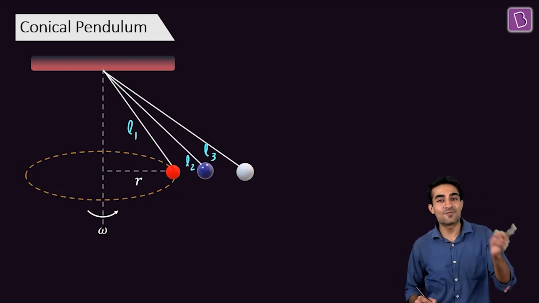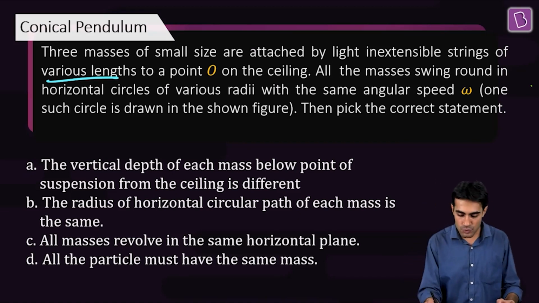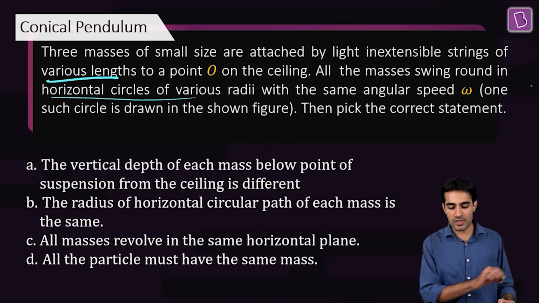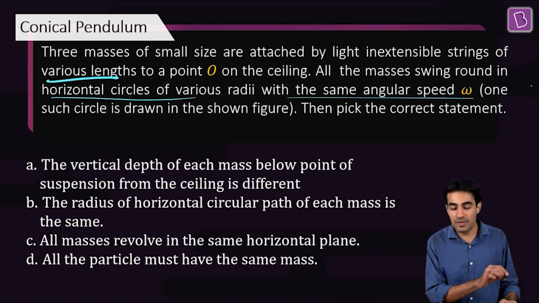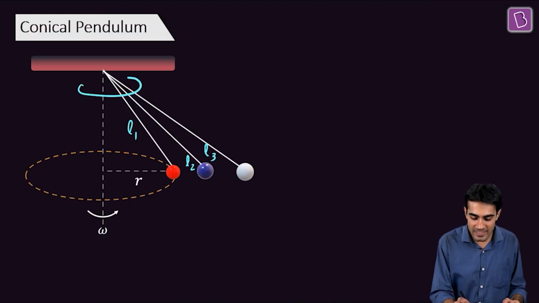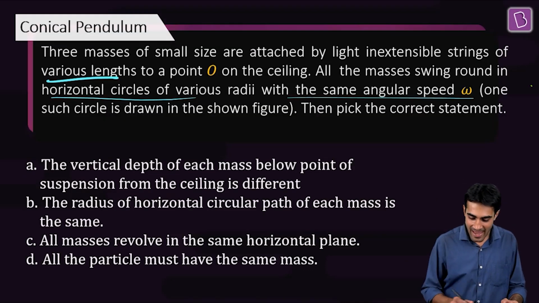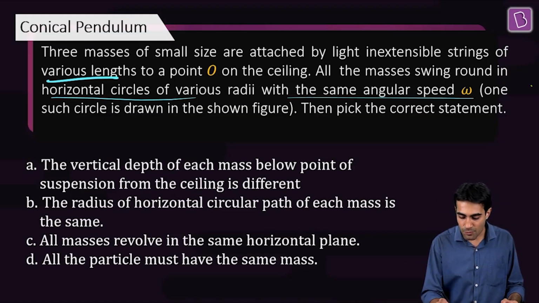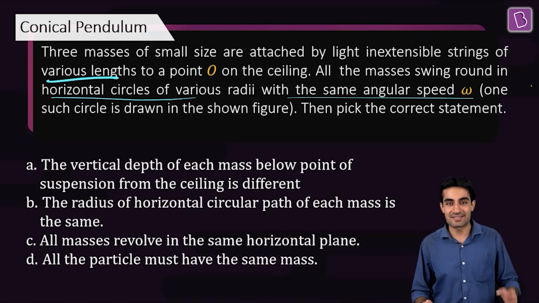Now let us see what the question says next. All the masses swing around in horizontal circle of various radii with the same angular speed omega. So omega is given to be same. Now omega is same. This is important. And the question further says we have to pick the correct statement. Let us see what the statements are saying.